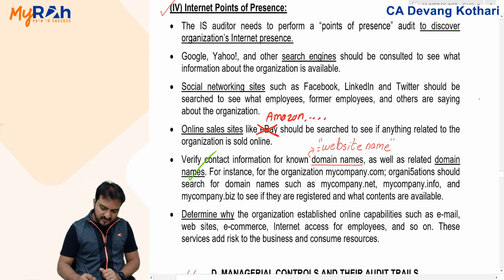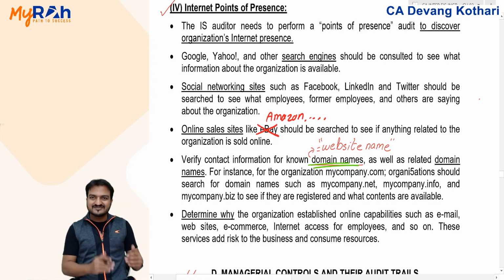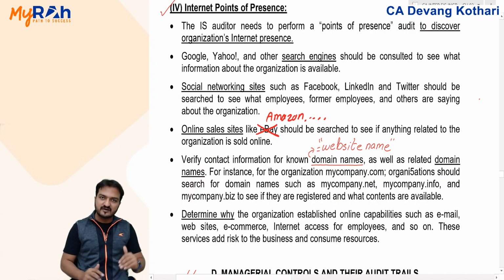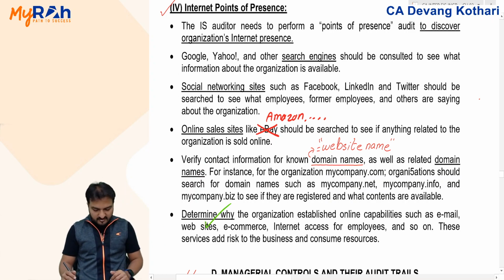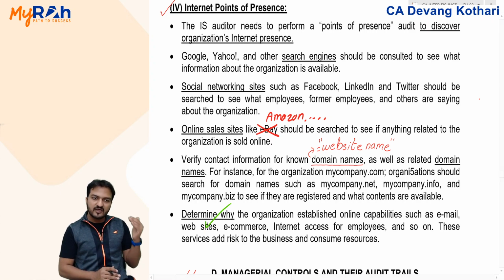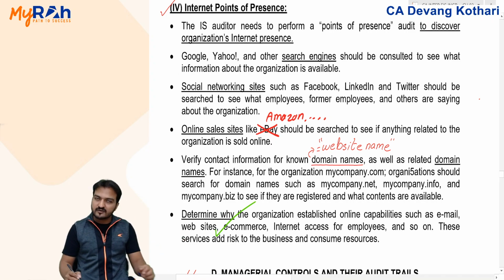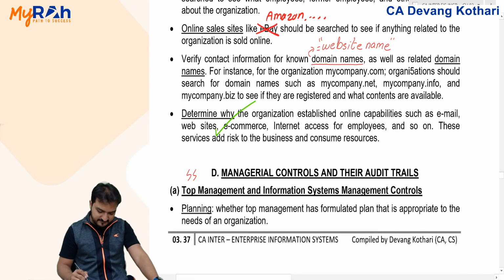Verify contact information for your domain names. Domain name is basically the website name. See that your contact information on the website is correct or not, and determine why the organization has online capabilities: why does the company have a website, why does the company need email, why is this employee given internet access. All that you should check, that is checking the internet points of presence.